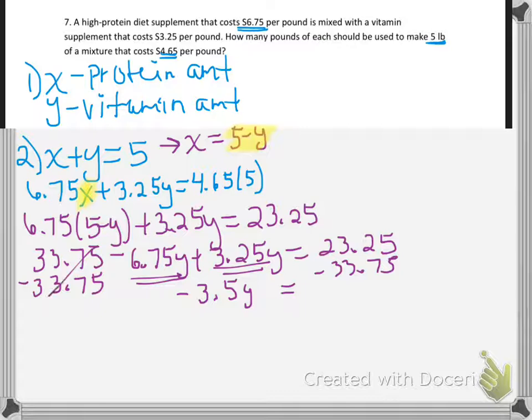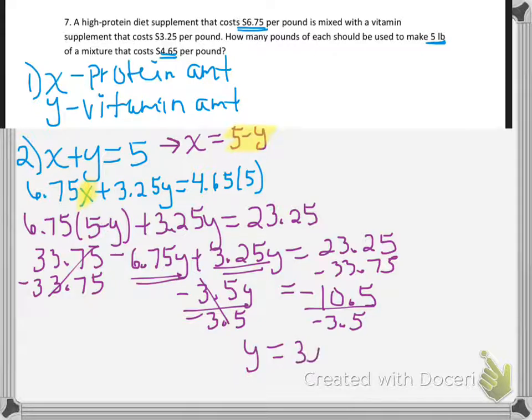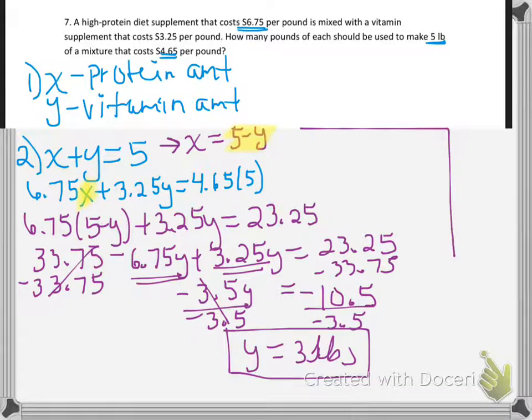So I have to subtract it. So on that side, it ends up with negative 10.5. You're not done yet. You have to divide both sides by negative 3.5. So then I get y equals 3 pounds. Okay. Again, once you have your y, you still need to plug that into your x, right? So we said x equals 5 minus y. Y in this case was 3. So x equals 2 pounds.